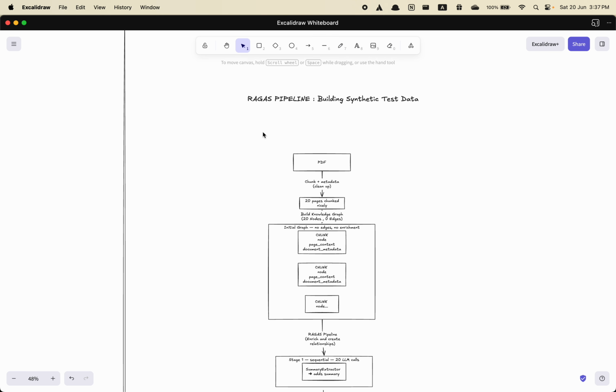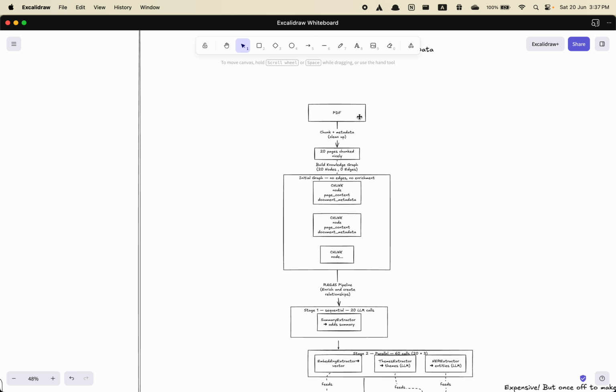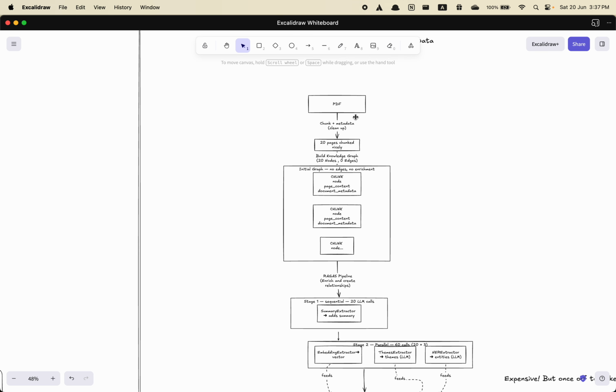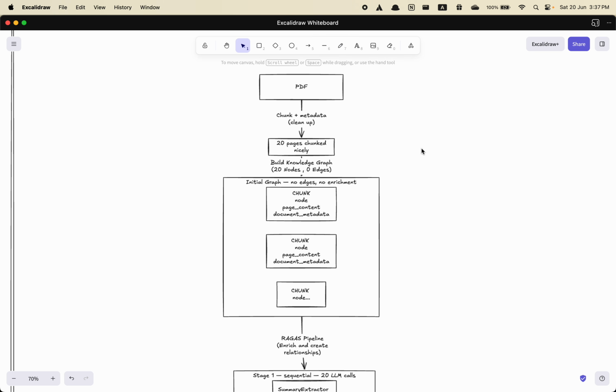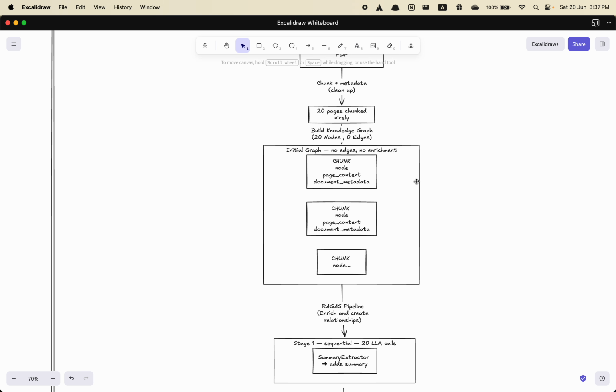So to build that synthetic test data set, in the example we went through, we started off with a PDF. Just like normal RAG, you chunk it and then embed it in a vector database. You add a bit of metadata. The metadata initially added in that chunking phase would be things like page content and document metadata, such as page number or chunk size.